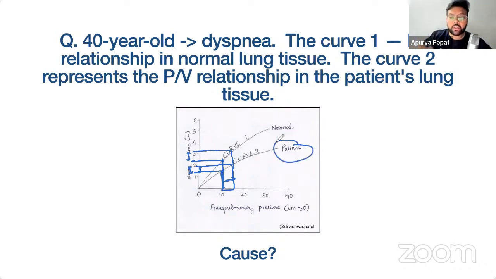So will it be obstructive lung disease or restrictive lung disease? Restrictive. Very good. So this is restrictive lung disease, and probably this could be fibrosis or other restrictive lung diseases.